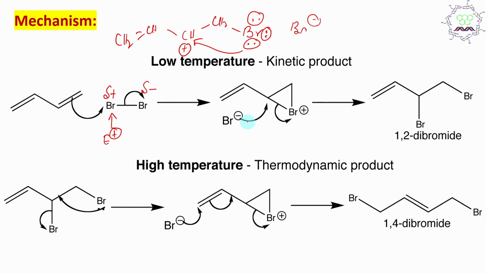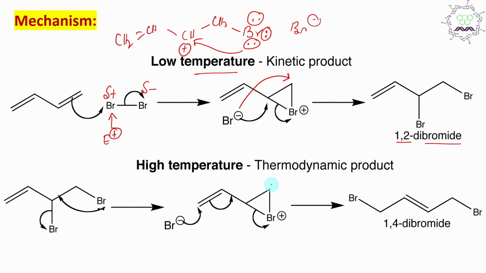You may say, sir, this bromine can directly attack here, or you may say, sir, it attacks here. Both cases will end up the same product, so it doesn't matter. So it will end up as the 1,2-dibromo product. But remember, student, this kinetic control product is produced at room temperature or low temperature, here minus 15 degrees.